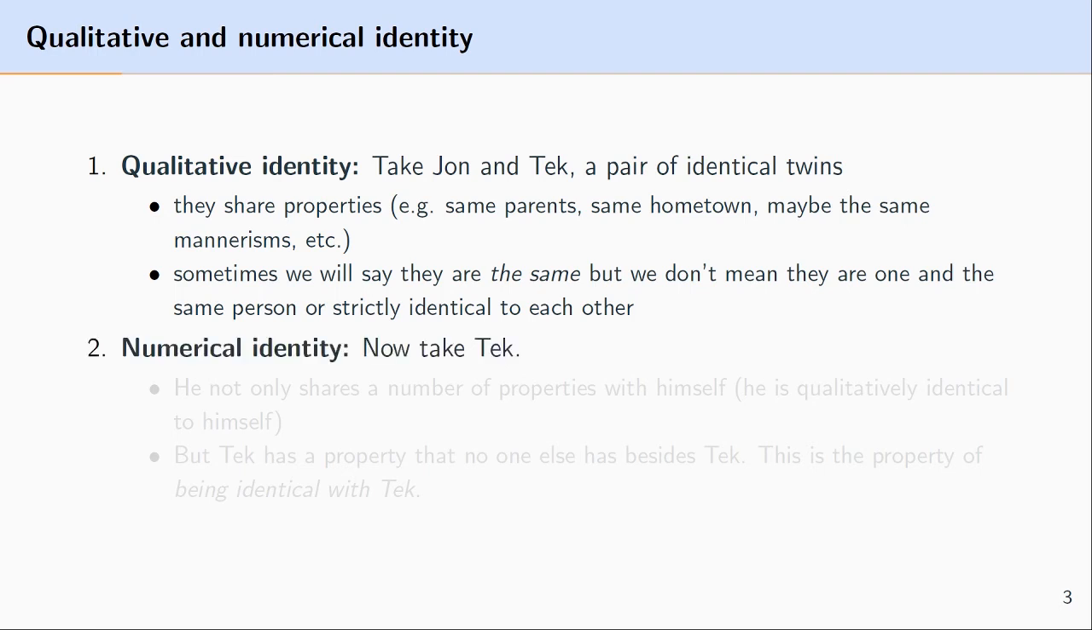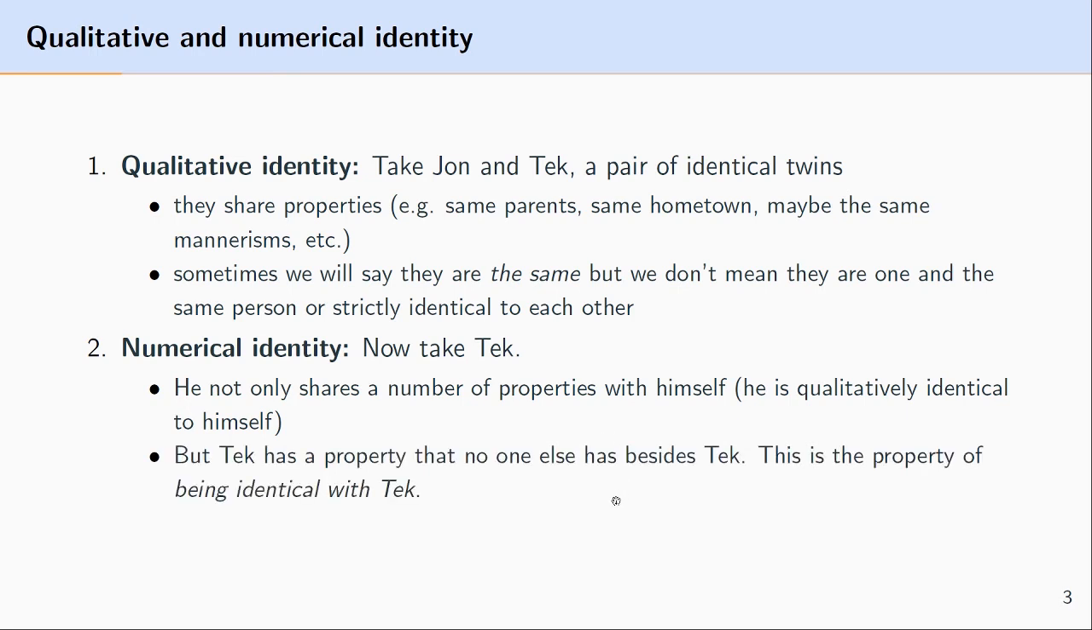In contrast is numerical identity. Numerical identity is a little bit different. Let's just take the individual Tech all by himself. Certainly, he's qualitatively identical to himself. Any properties that Tech has are going to be similar to the ones that he has. But Tech has a particular property that he alone has, that he doesn't share with anyone else. And this is the property of being identical with himself.